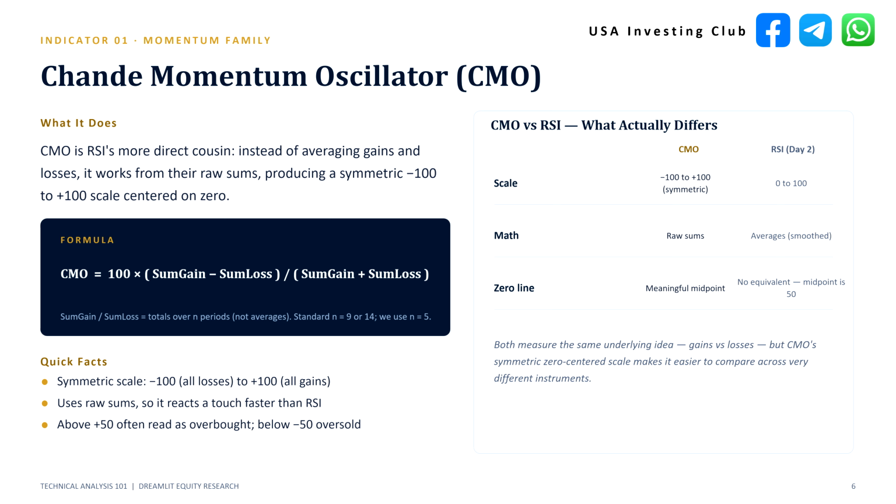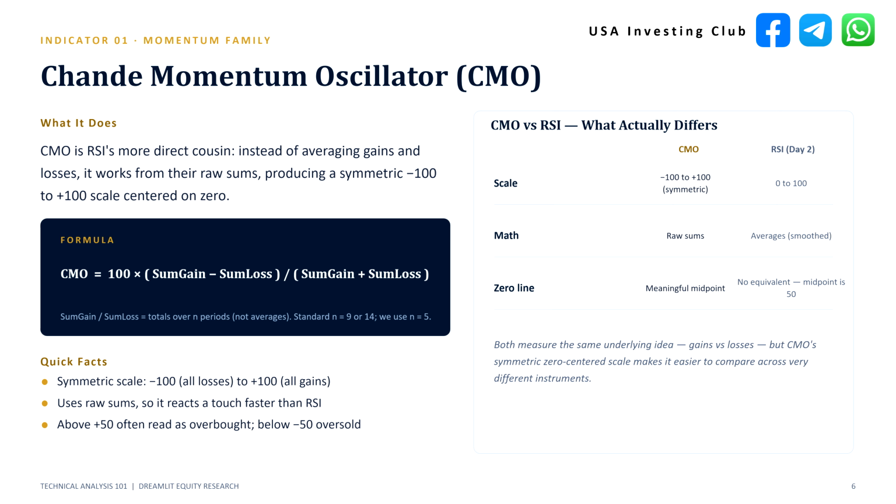The standard lookback is 9 or 14 periods. For our hand-worked example, we'll use 5. 3 quick facts. The scale is symmetric. -100 means every period in the window was a loss. +100 means every period was a gain. Because it uses raw sums instead of smoothed averages, CMO reacts a touch faster than RSI does to a fresh shift in gains versus losses. And the conventional reading is above +50 as overbought, below -50 as oversold.